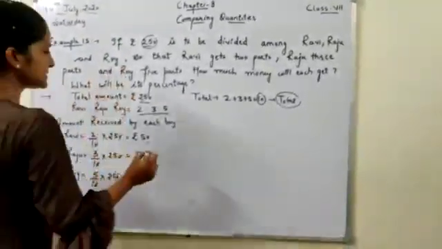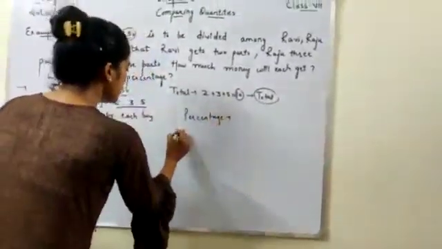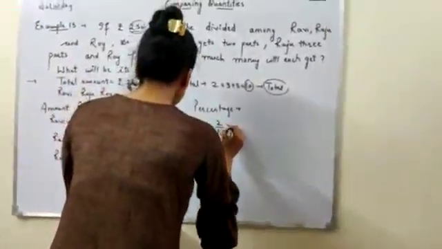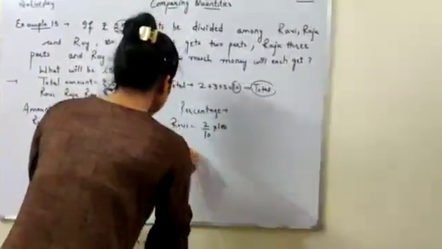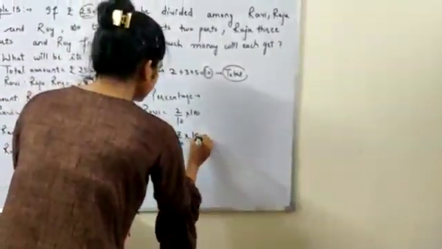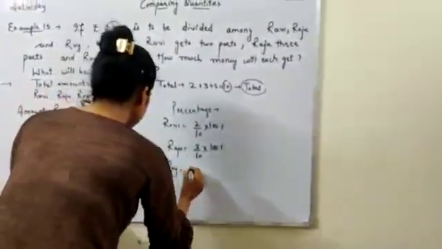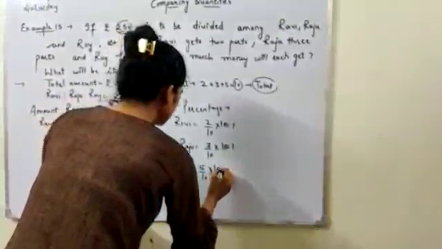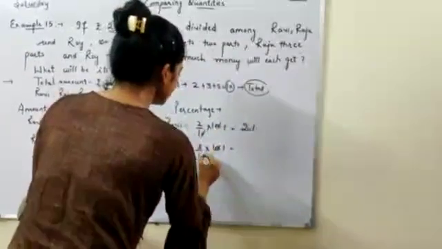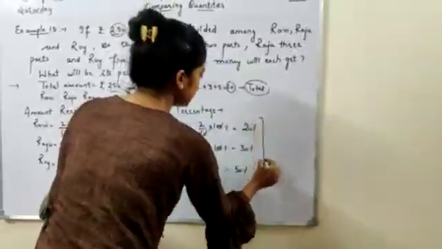Now we have to find the percentage. Now we know how to find the percentage. Ravi's percentage. What is Ravi's part? It's 2 by 10 into 100. Next, what is Raju's part? It's 3 by 10 into 100 because we are finding the percentage. Next, Roy's is 5 by 10 into 100. So how can we find? This is 20%, 30%, 50%. These are the percentages.